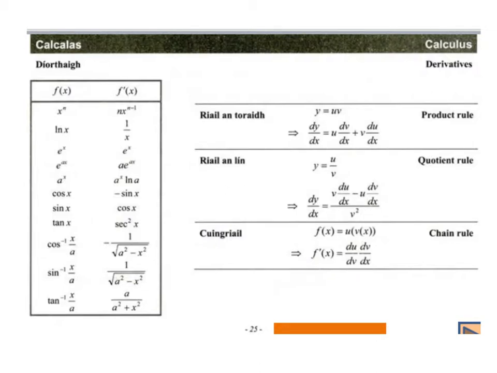So here we have a summary of our differentiation rules. This is page 25 of our formula book, and it's titled Calculus, and specifically derivatives. Here we have the product rule, the quotient rule, the chain rule, and a list of functions and their derivatives.